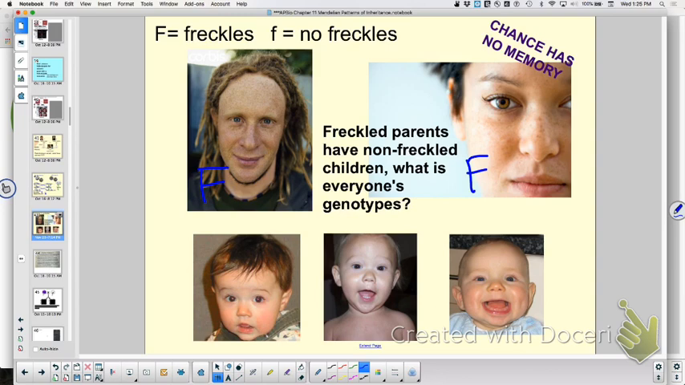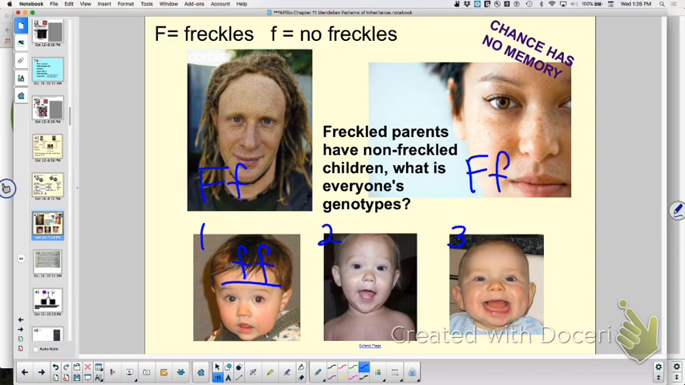They start having children. They have 1 child. They have a 2nd child. They have a 3rd child. This first child has no freckles. What is the genotype of the freckleless child? Little f, little f. Assuming Mr. and Mrs. Freckle are loyal to each other, these little f's must have come from them. So now it only took one. I don't care about the rest of their children. It only took one freckleless child to let me know their genotype. Do you agree with that?